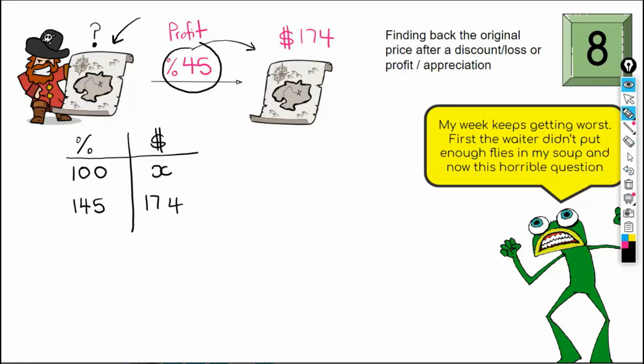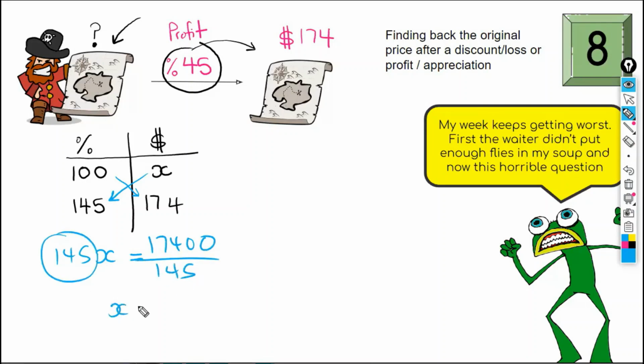To find back X now, you would just simply have to do what? Cross multiply. Let's cross multiply. 145 multiplied by X, and then you'll get 174 with two zeros. Throw across the multiply, you will get a divide, and we get back the $120. Just keep in mind, the original price is 100%. Everything else after, if it's a profit, like if the profit was 45, you add 45% to the 100. If it was a loss, then you would minus 45% from the 100.